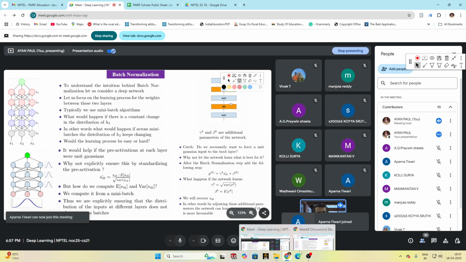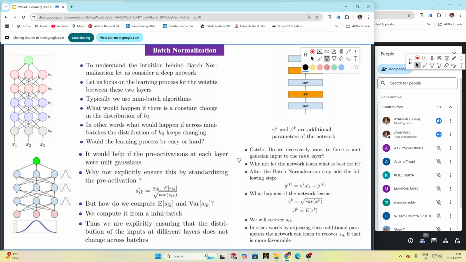Yeah, what we do is input normalization. Input normalization means we are restricting our input from 0 to 1, so that a large input does not have more influence on the update than a small input. So that is input normalization. But here what we will see is batch normalization.